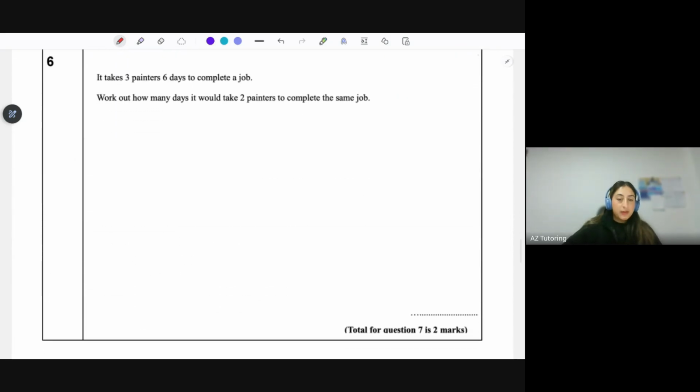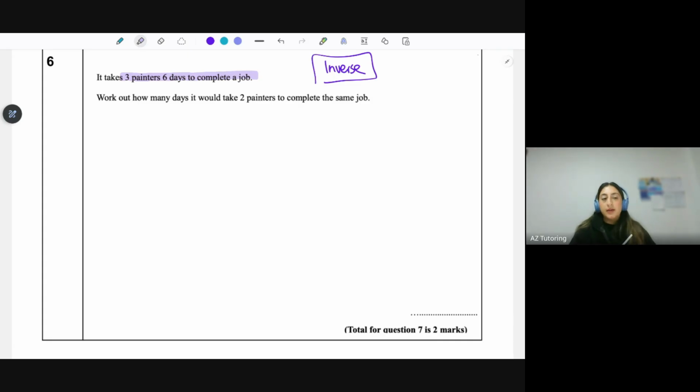Moving on. So the last question in the ratio. So this is inverse proportion. So it says it takes three painters 6 days to complete a job. So you have to think logically. If you're painting a house, the more painters you have, the quicker the job's going to get done. But if you've got only one person painting your full house, it's going to probably take them 10 days.